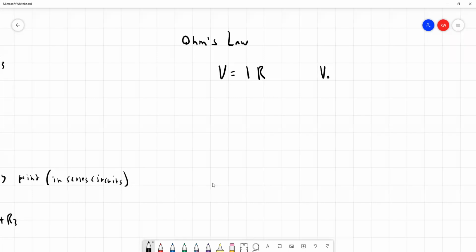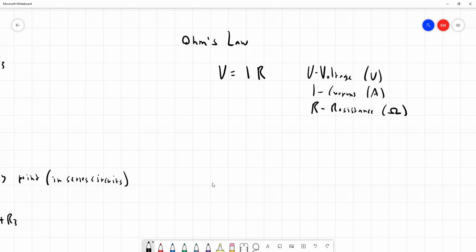V is our voltage, measured in volts. I is our current, measured in amps, and R is our resistance, measured in ohms. You'll sometimes see the symbol for resistance written as a capital omega, and that's absolutely fine. It's the same as an ohm when you see that in the course notes or in tutorial questions.